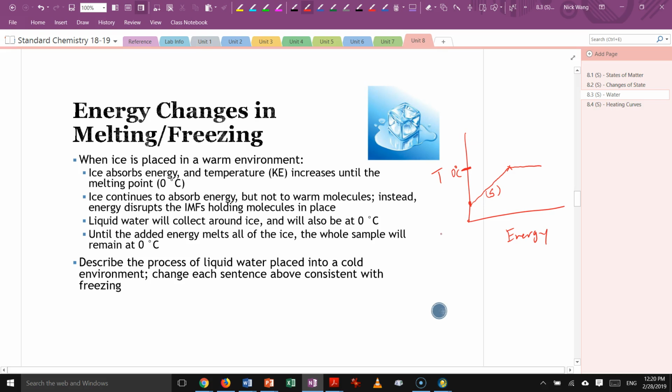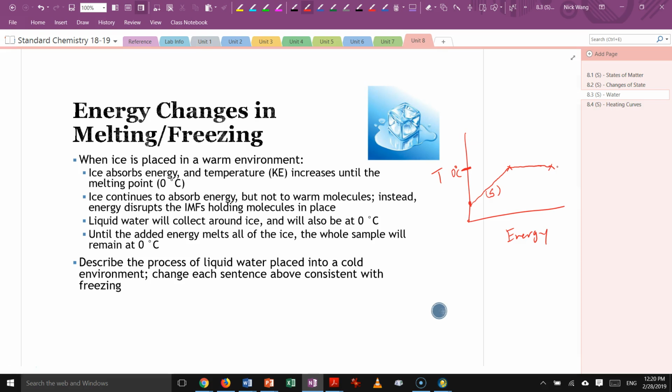And then you continue to add energy to it, right? You'll see that liquid water will collect around the ice, and that liquid water is also going to be at 0 degrees Celsius. So the entire sample, the mixture of both the melting ice and the resulting liquid, all of that's going to stay at 0 degrees Celsius. Eventually, and finally, that amount of energy that you put in will make the entire sample completely melt. So now it's all become liquid.